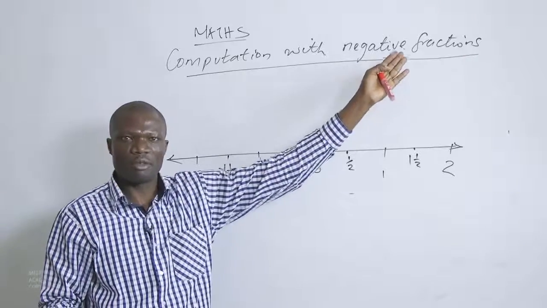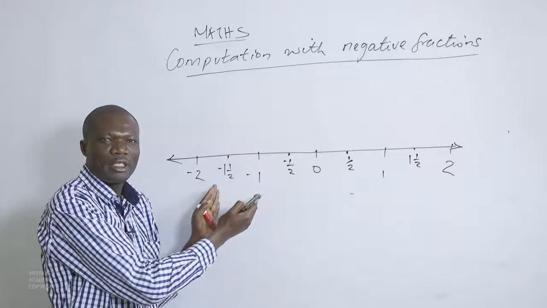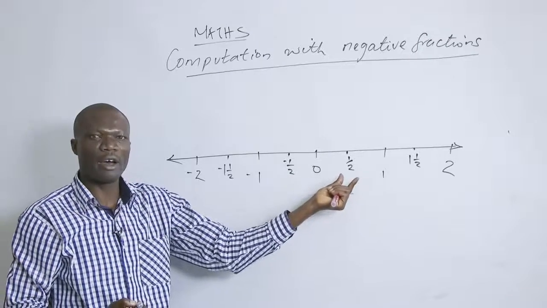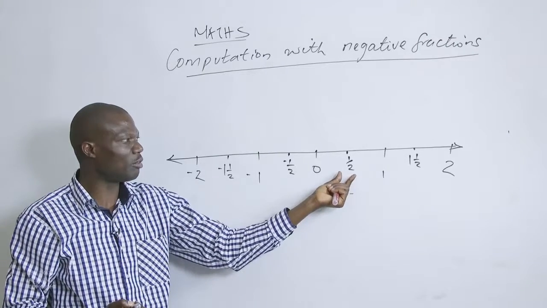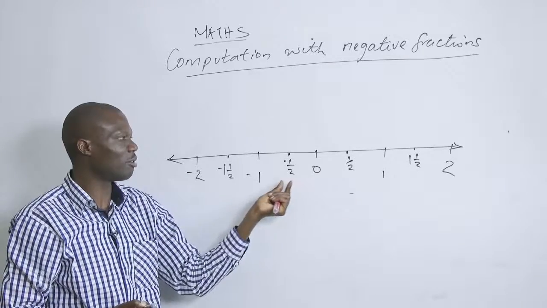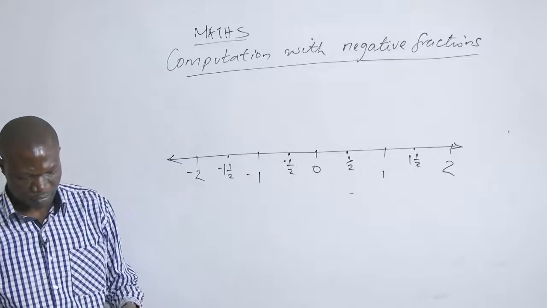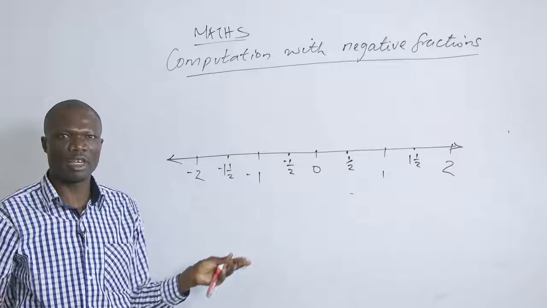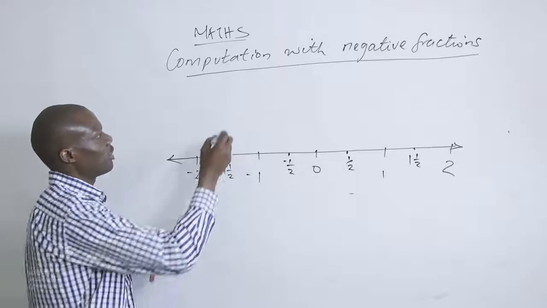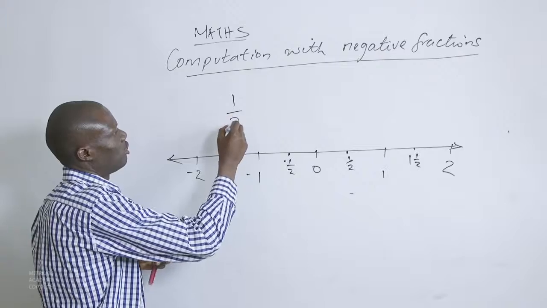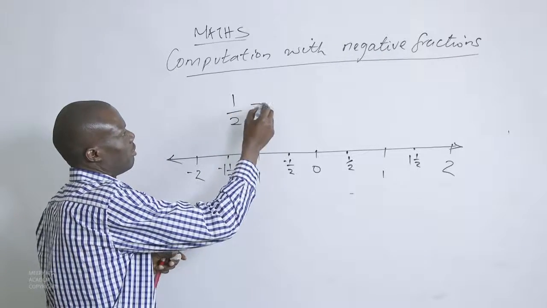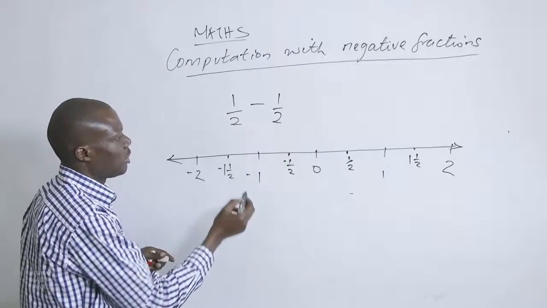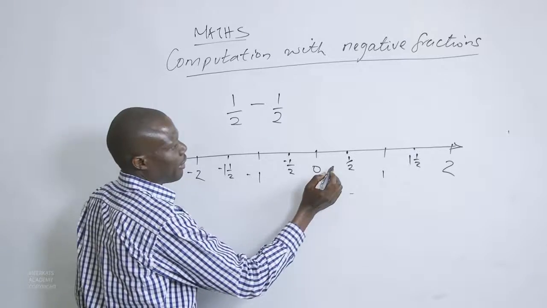When working with negative fractions, we are looking at the left-hand side of the number line, where we should be able to know that for a positive fraction, we also have an equivalent negative fraction. So I want you to look at this. You can have various fractions, like 1 over 2 and minus 1 over 2, and this will mean you are right here.